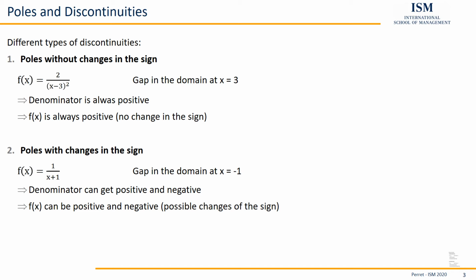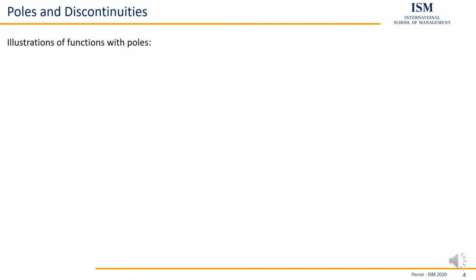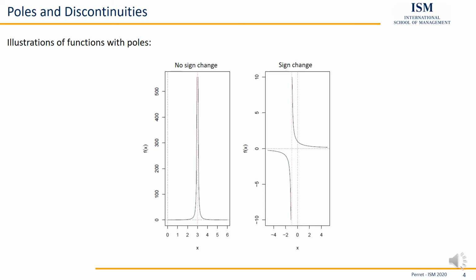And well, the question is, how does this look like? That's what we actually can see in this figure. Here we see the values get closer and closer and closer to the specific gap in the domain. In the first one, it's 3. In the second one, it's -1.